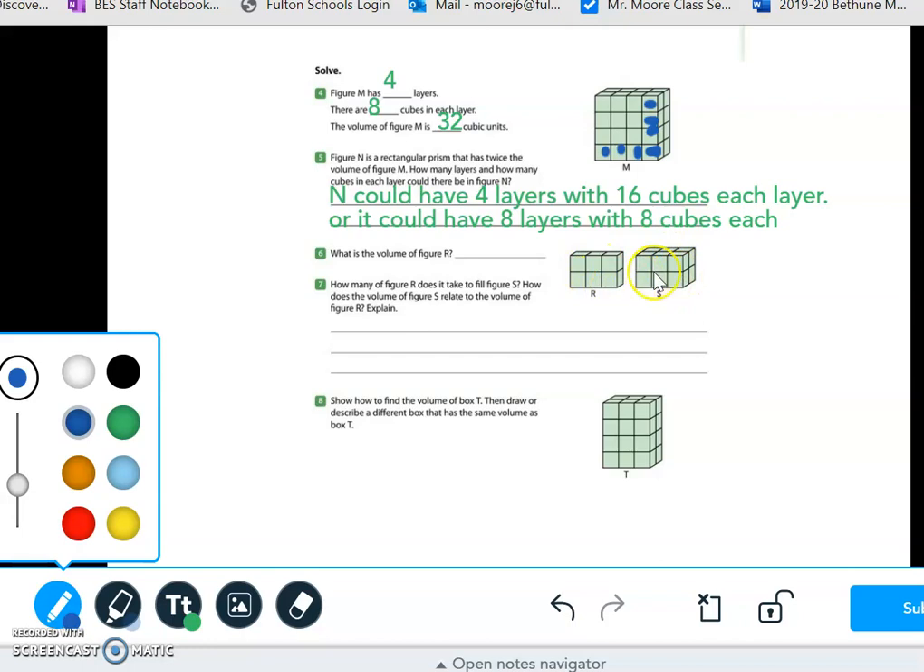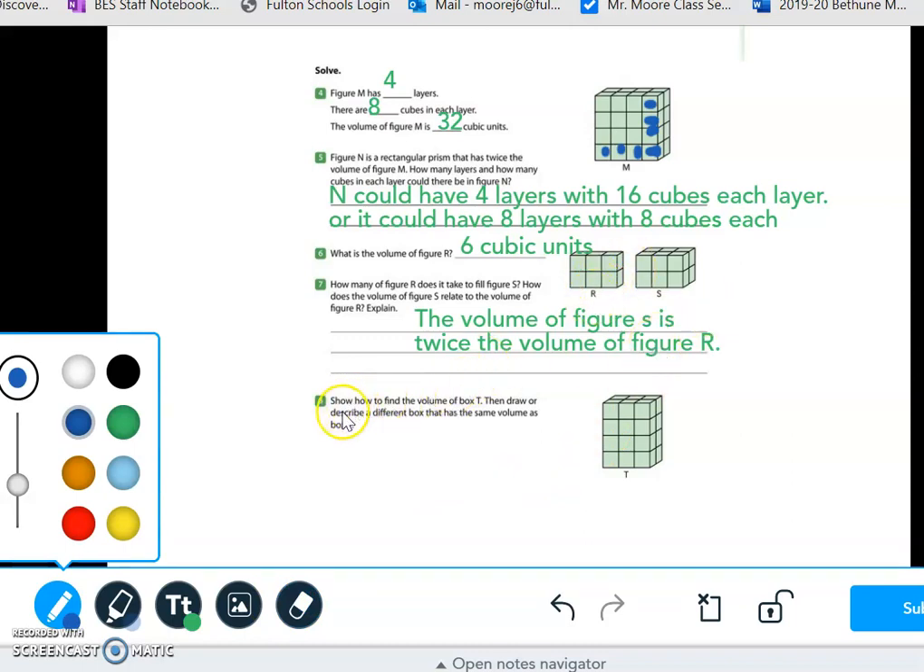Before we had 6 here, now we have 12. So we can already see that this is half of this. If this is half of it, that's just like saying that R times 2 will give me the volume of S. So S is twice the volume of R, or we can say R is half the volume of S. Let's pause and answer that. So again, for 2, we said that the volume of figure S is twice the volume of figure R.